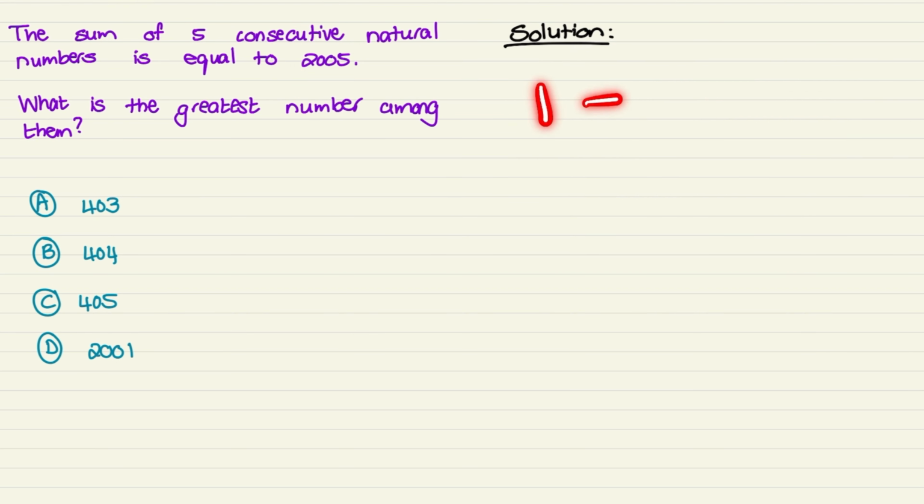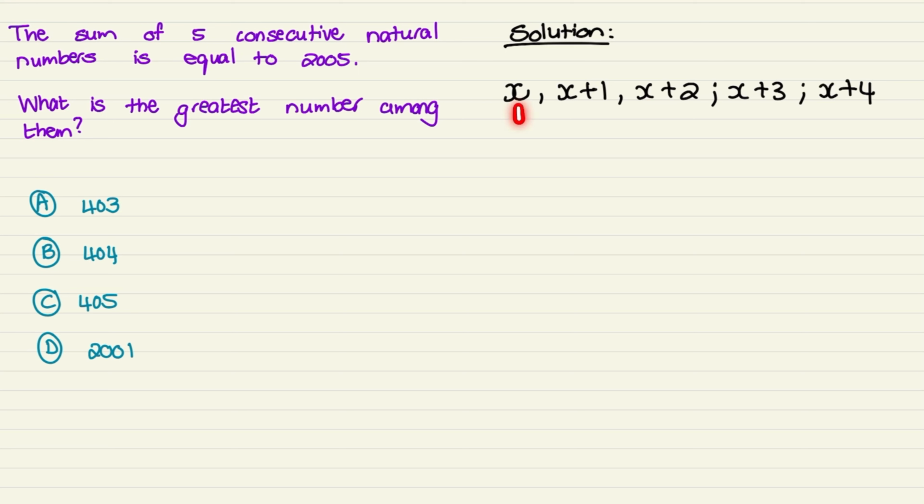Now obviously it's not 1 plus 2 plus 3 plus 4 plus 5. We need to find the right numbers. And how we do that is we write this using algebra. So we use x because we don't know where to start. So that will be our first number. Then the number after x would be x plus 1. Then x plus 2, x plus 3, and then lastly x plus 4.